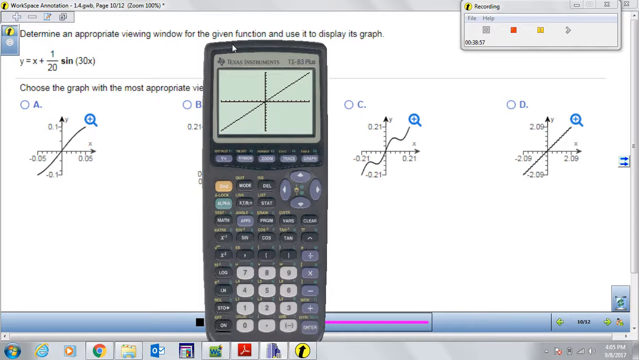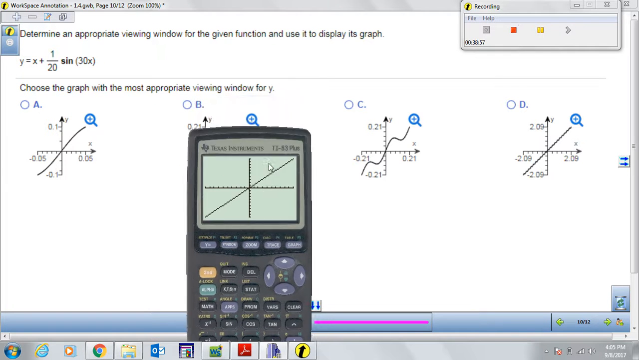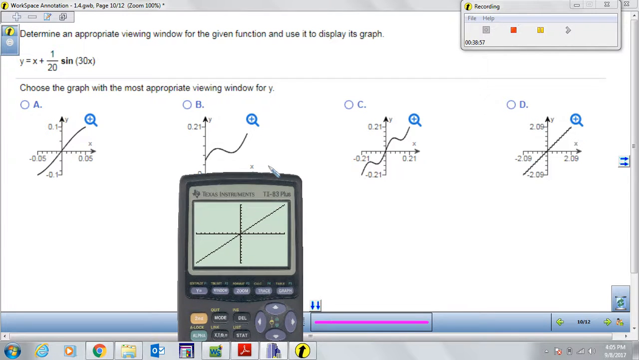Probably what predominates here right now, from looking at this, is that this looks so straight that it may look like a line. But if we zoom in, we may realize that it's not really a linear equation. It should not be, because there's a trigonometric function here. This is just because we're seeing it from too far away.